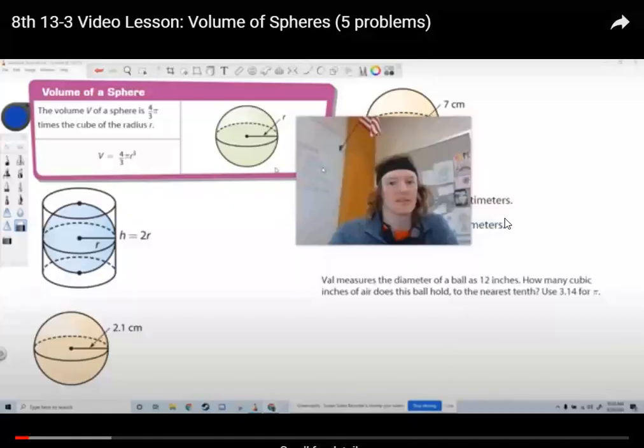Hello, grade 8. Inshallah, today we are going to talk about the volume of the sphere. In this lesson, we will learn the meaning of the volume of a sphere and how we can calculate it. We have a formula: 4/3 πr^3.